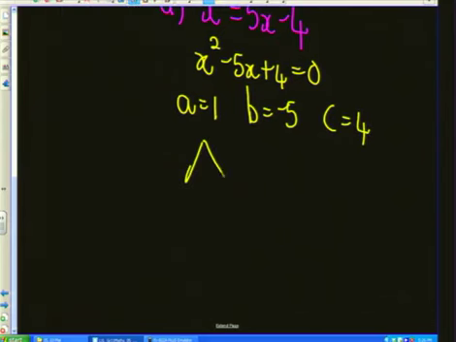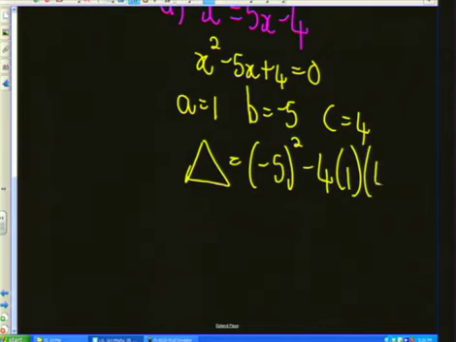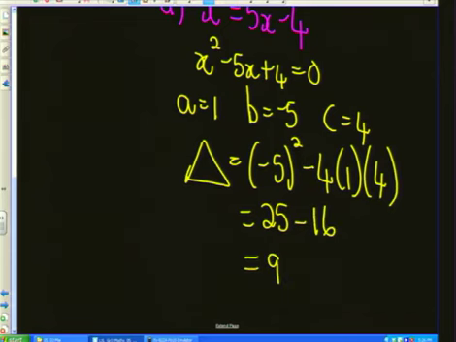Right, so the delta value, the discriminant value, is b squared, so it's minus 5 squared, minus 4 times the a, which is 1, times the c, which is 4. Right, so minus 5 squared is going to be 25, and minus 4 times 1 times 4 is going to be minus 16, which is going to give me 9.